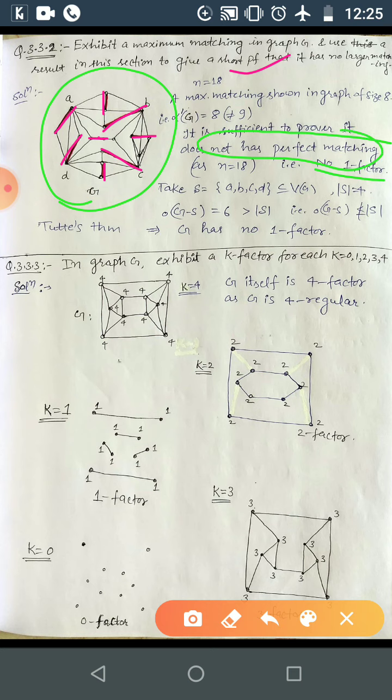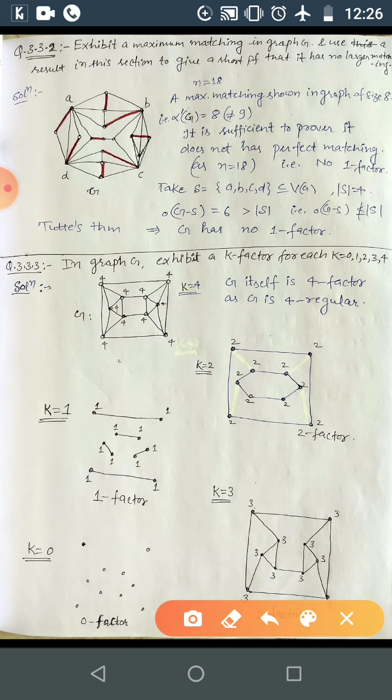So you can take a set S containing the vertices A, B, C and D. If you remove these 4 vertices, you will get G minus S, a graph with 6 odd components, okay, and that is strictly greater than the cardinality of S. That's why Tutte's condition failed. That's why there does not exist any one-factor, and there does not exist any perfect matching. So the maximum matching is 8 only.